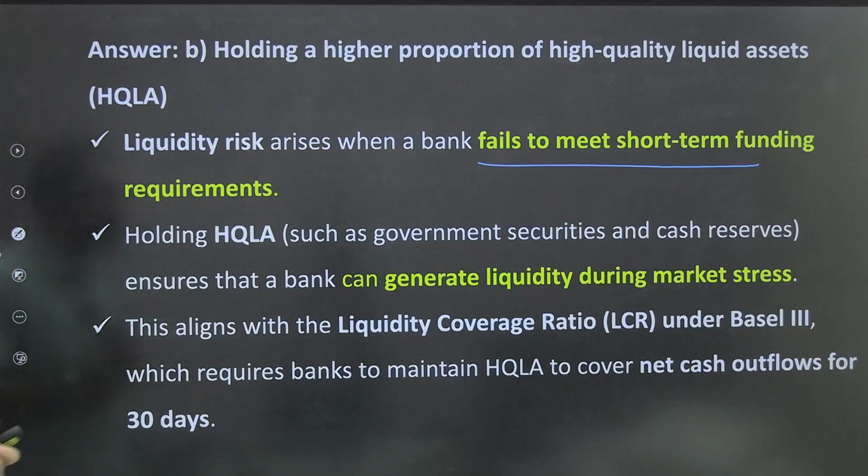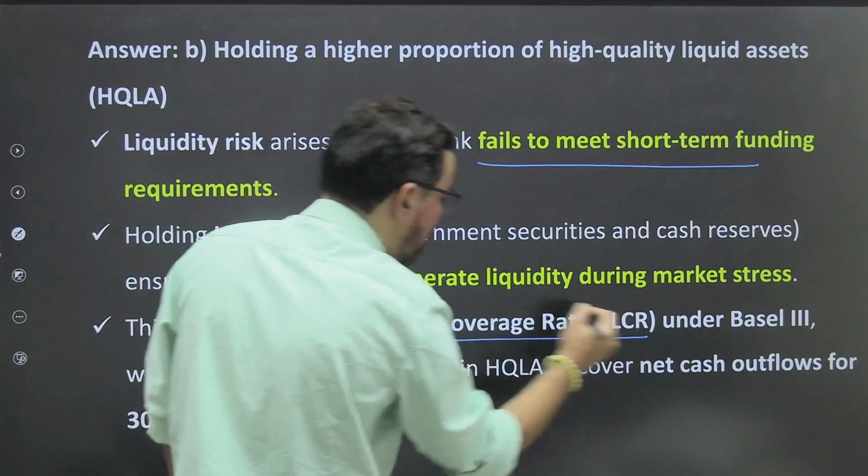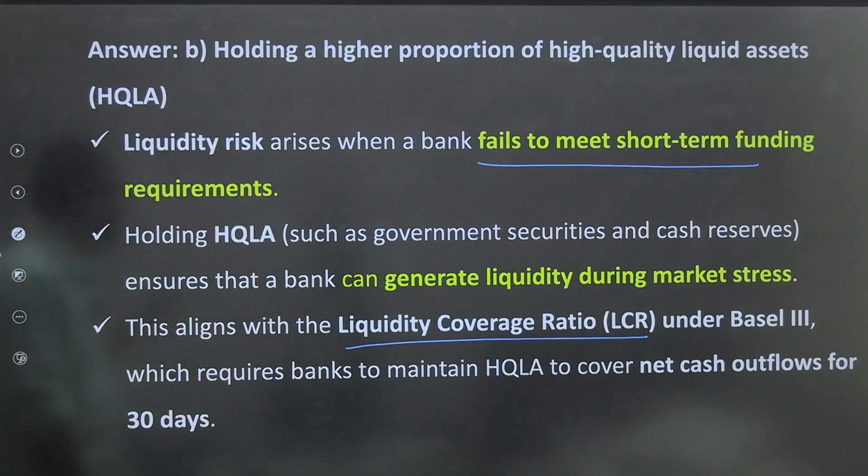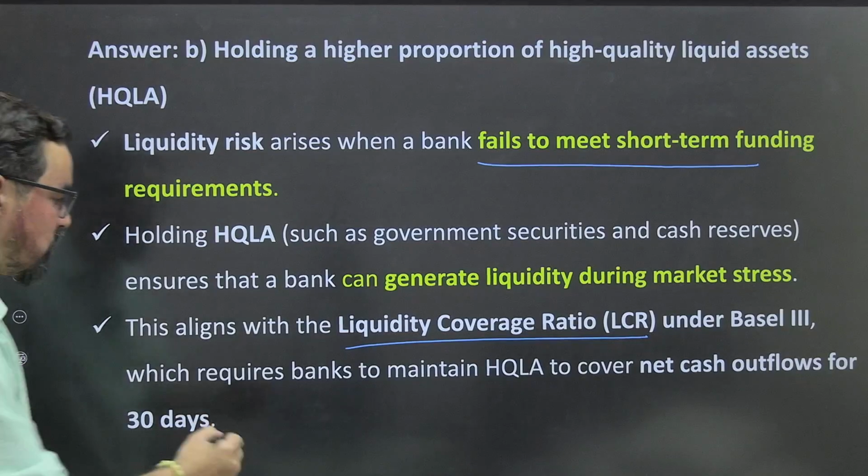Holding high-quality liquid assets ensures that a bank can generate liquidity during market stress. This aligns with the liquidity coverage ratio. I hope you remember this one. LCR: high quality liquid assets divided by net cash outflow in 30 calendar days. And Basel 3 requires this.